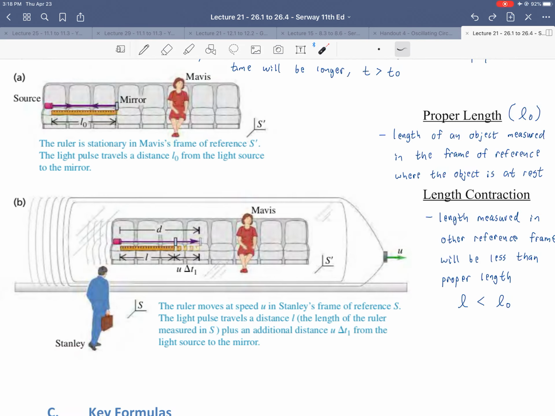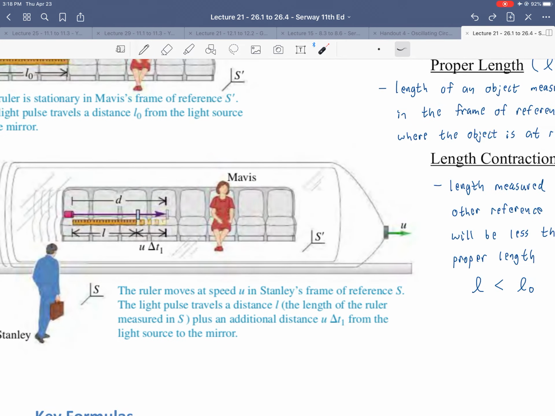Meanwhile, Stanley is standing there, watching the train go by. I guess this relativistic train is not stopping at the station. The ruler moves at a speed u, because that's the velocity of the reference frame S prime. Stanley's in S because he's in the rest reference frame, relative to which S prime moves. The light pulse travels the distance L, the length of the ruler measured in S, plus an additional distance u delta t, from the light source to the mirror.